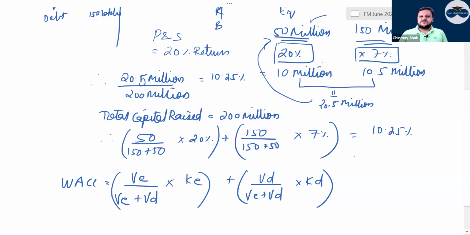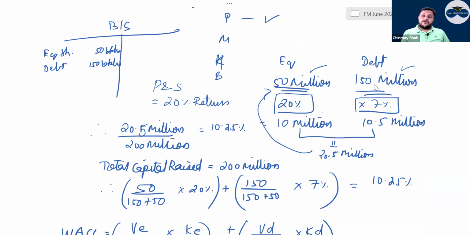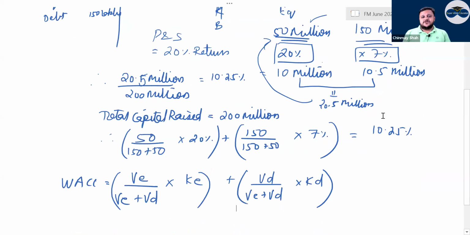What is WACC? Say a company took up 50 lakh equity capital and 150 debt capital, correct? 50 and 150, 200. And on an average, it is paying 10.5 million. So WACC is equal to what? VE divided by VE plus VD into KE plus VD divided by VE plus VD into KD.